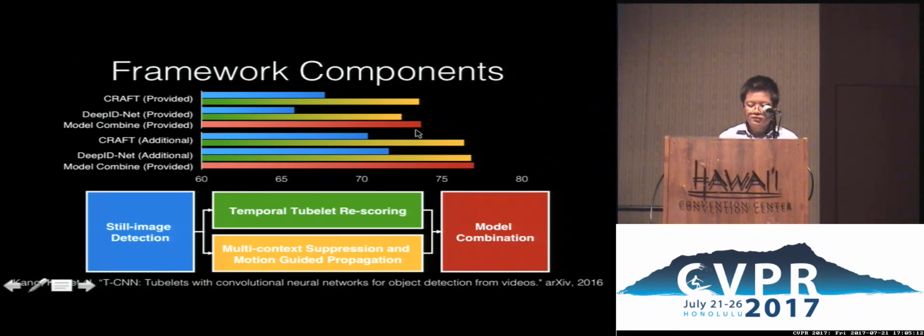And last, the red one, this is the combination of all these different detectors and different models, the model ensemble. And on ImageNet, the challenge has a provided data track, and another track is additional data, and these are the results on these two tracks, and you can also observe a similar trend.